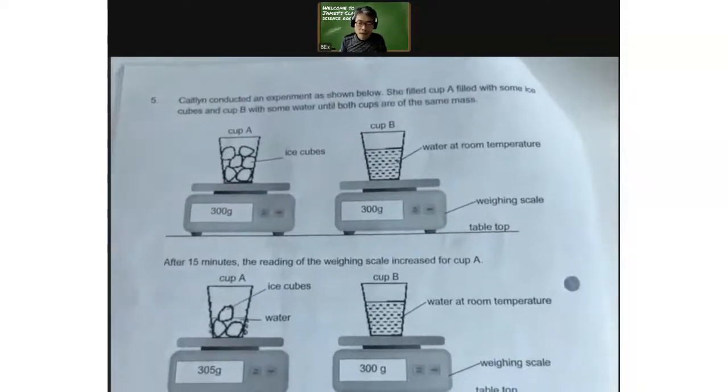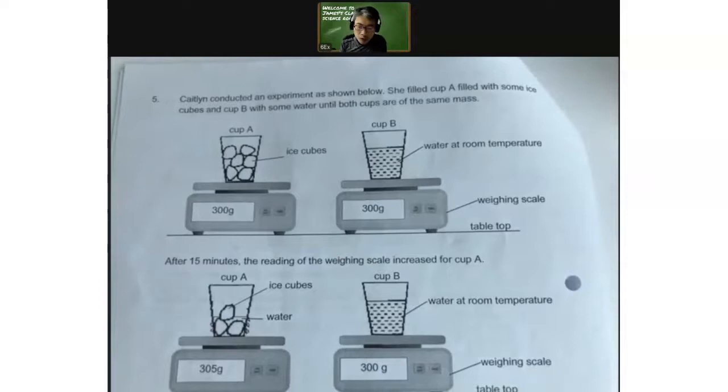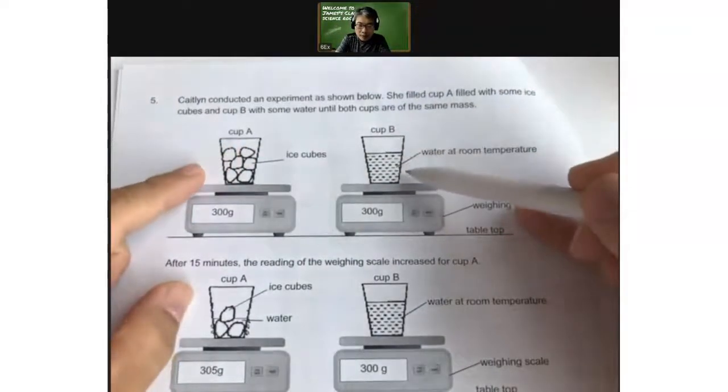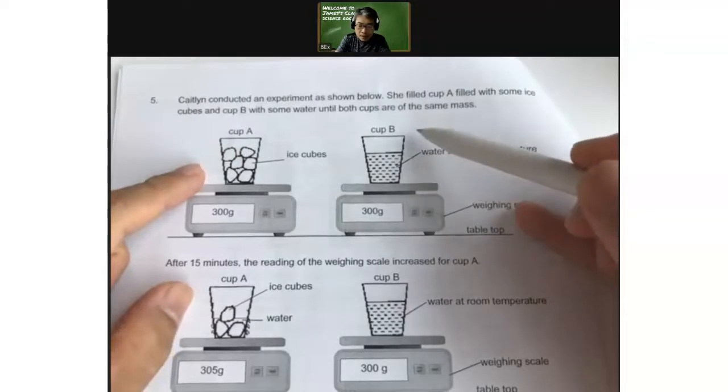Okay, let's start. So Caitlin now conducted an experiment below. She filled cup A with some ice cubes and cup B with some water, and they both are the same. This is a very interesting question as it combines two concepts together. One is the idea of matter occupying space. The other one is about evaporation and condensation. So it's about condensation.